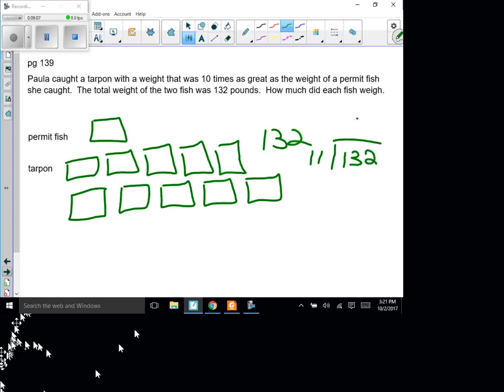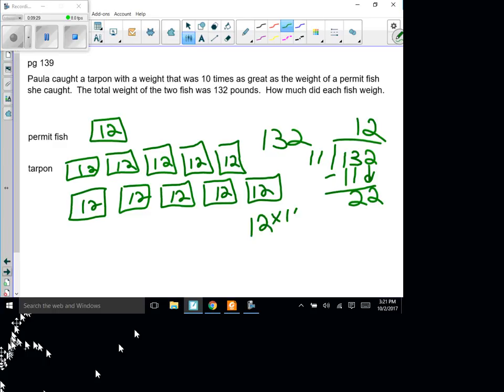And how many times does 11 go into 13? That's 1. Subtracted, that's 2. Bring down the 2. 11 goes into 22 there. So the permit fish is 12, and this is 12 times 10. So which is 12 times 10, and you guys know how we do this. 12 times 1 is 12, and then we bring that 0 straight down, so it's 120 pounds. Okay, so there's your fish. Permit fish is 12. Tarpon is 120 pounds. These are some serious fish.